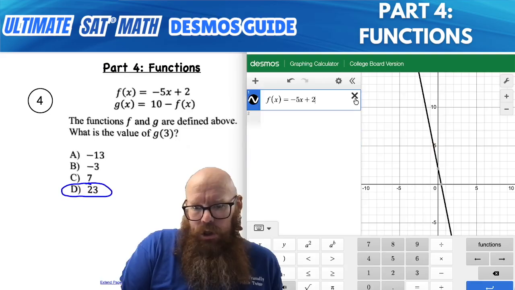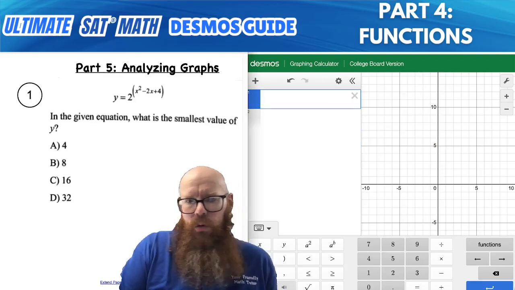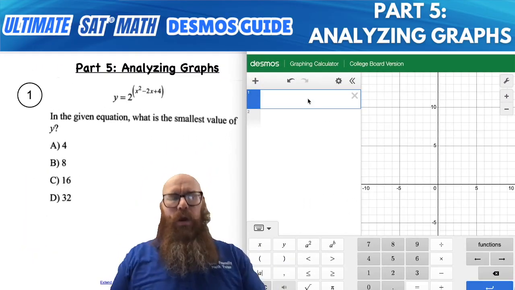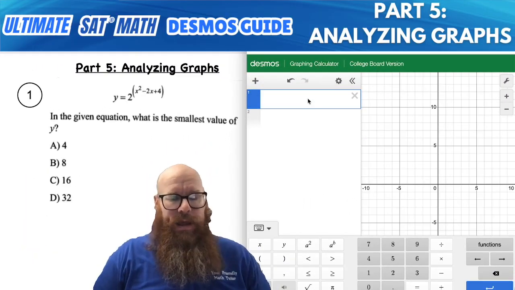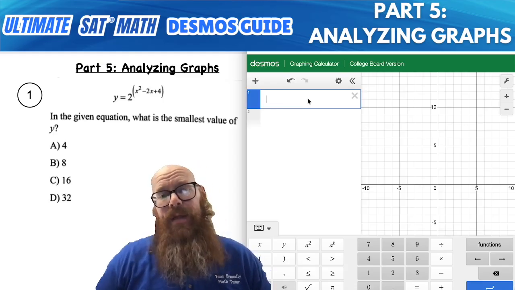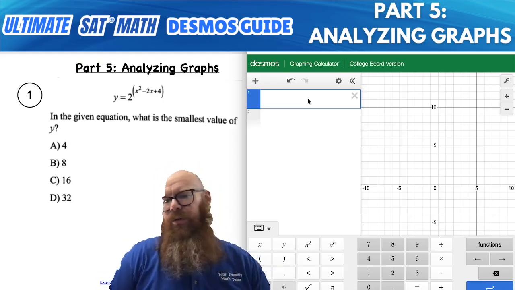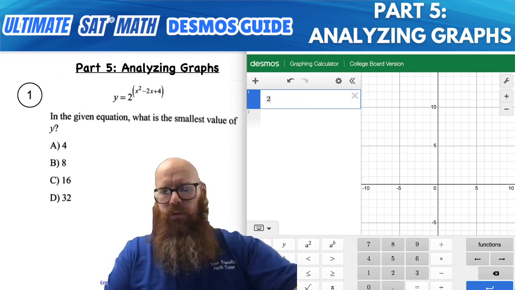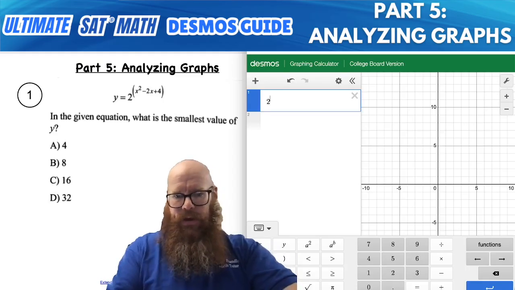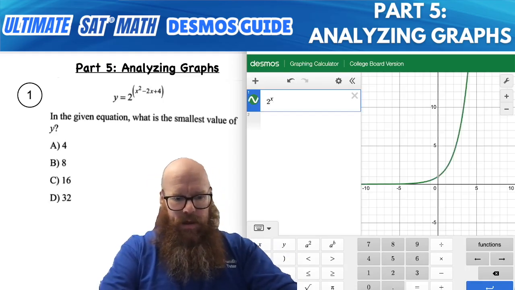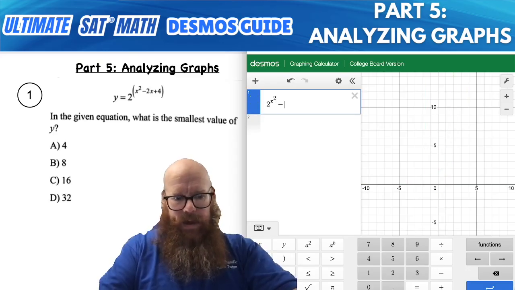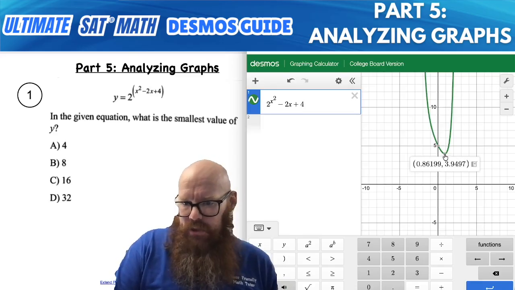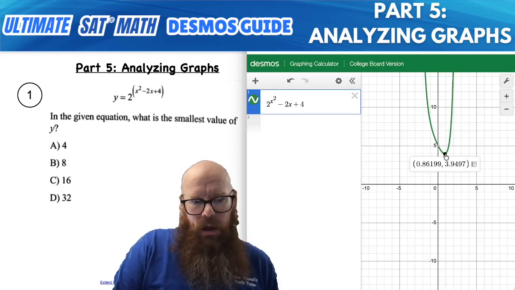So let's move on to part 5, where we are analyzing graphs. Here, we are just going to be typing in and looking at the graph. In this case, since I'm not using any g of x or calling on it with any other part of the problem, I can literally just put it in without the y equals. I know it's not saving a lot of time, but you might as well save any time that you can. So I get x squared minus 2x plus 4. So I just graph it, and the smallest value of y is going to be this lowest point here.